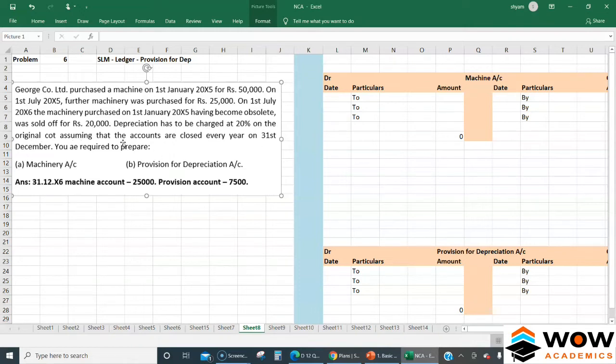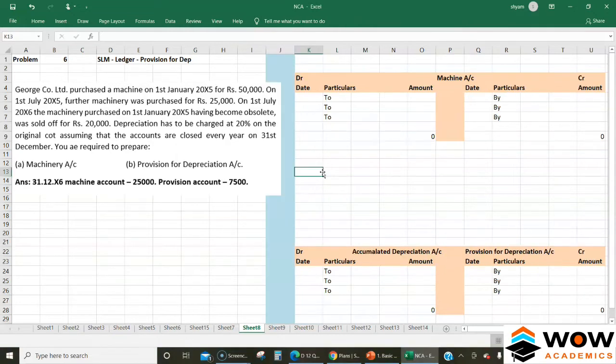Assuming that the accounts are closed every year on 31st December, you are required to prepare the machinery account as well as the provision for depreciation account. So you have to prepare two things. This provision for depreciation account can also be called the accumulated depreciation account. However you have it, you can use either, but we will work with the name provision for depreciation itself. So we'll start.